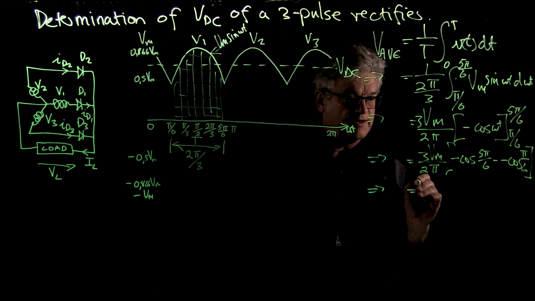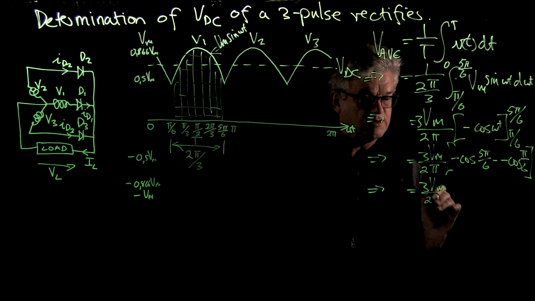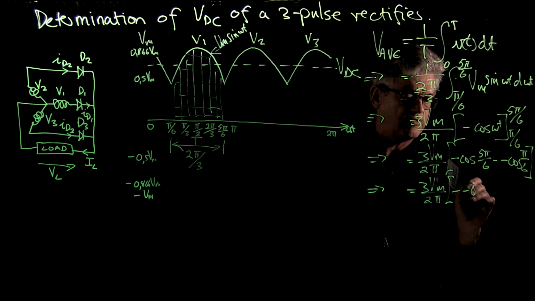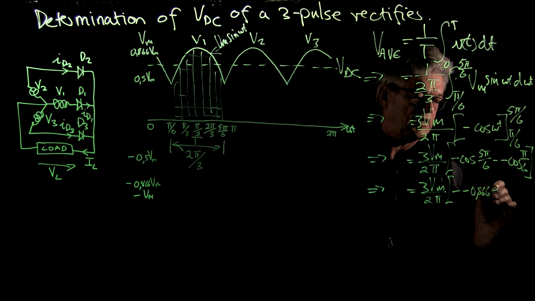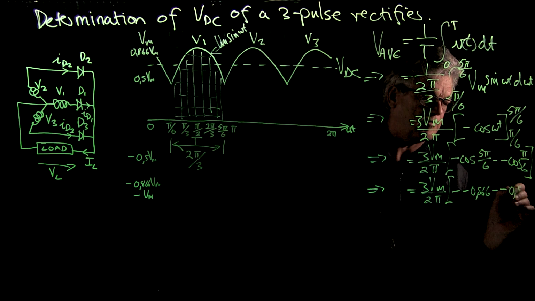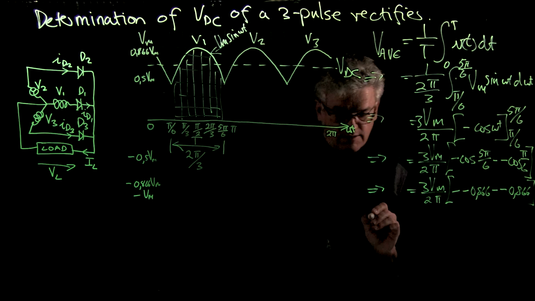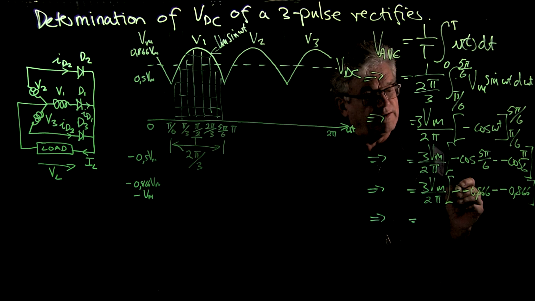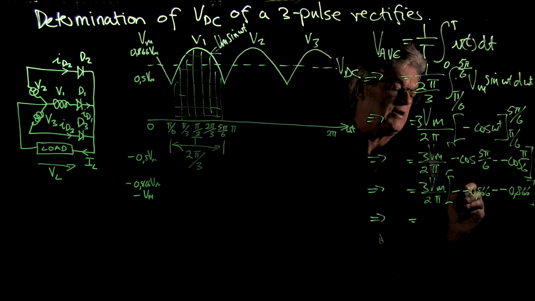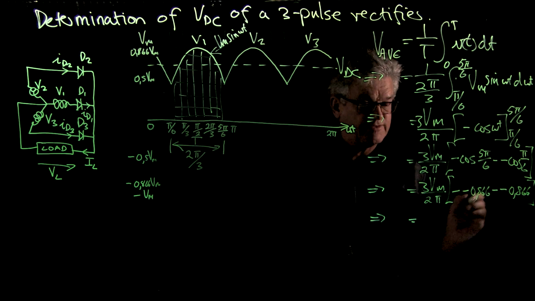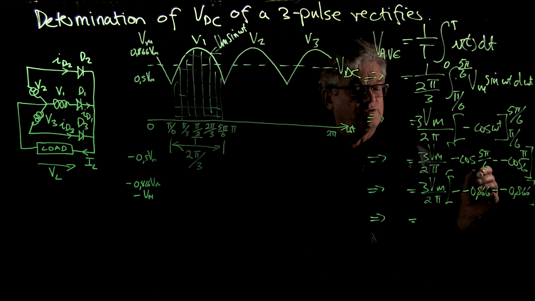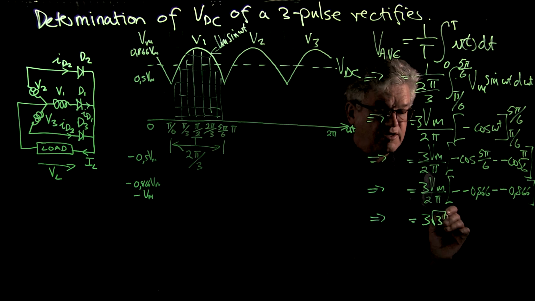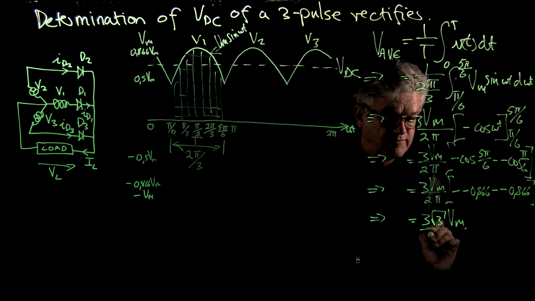And therefore, it is 3 Vmax over 2 pi. This is minus 0,866 minus the minus of cos of 0,866. And therefore, it is equal to, now the 2 negatives make a positive, so we have twice 0,866, which is 1,732, and 1,732 is the square root of 3, so we can write it as 3 square root 3 Vmax over 2 pi.